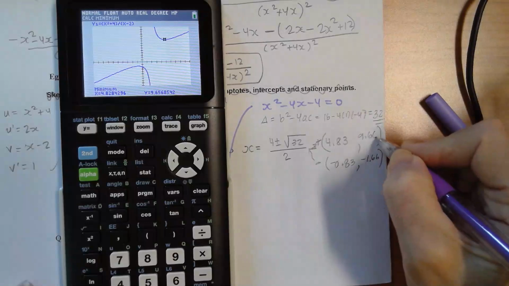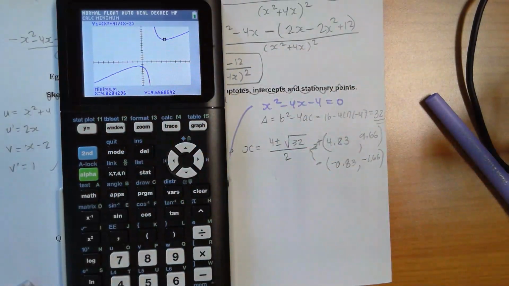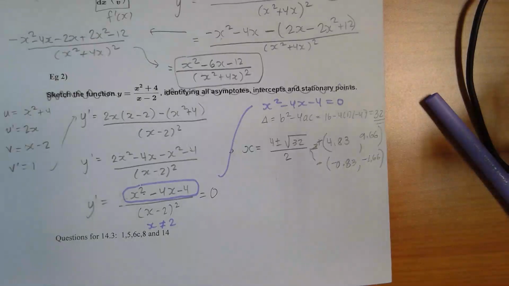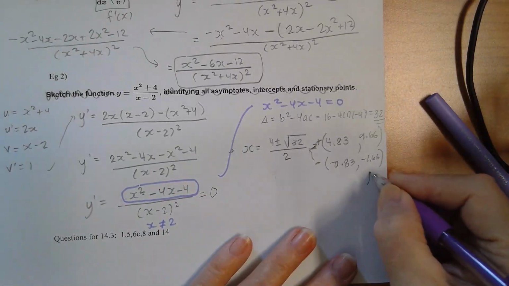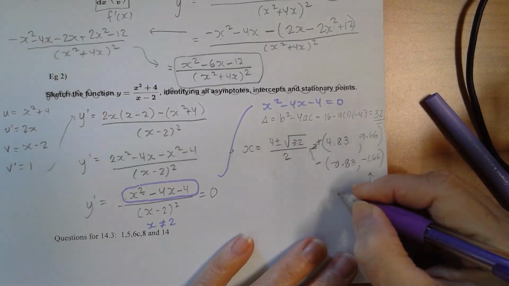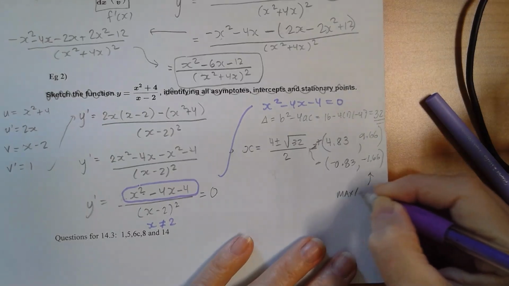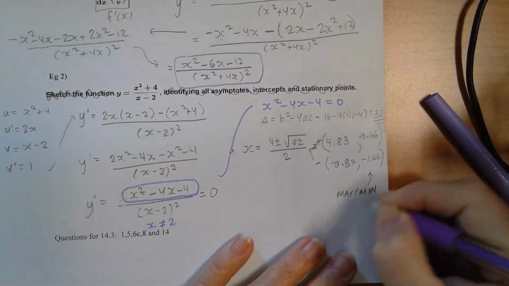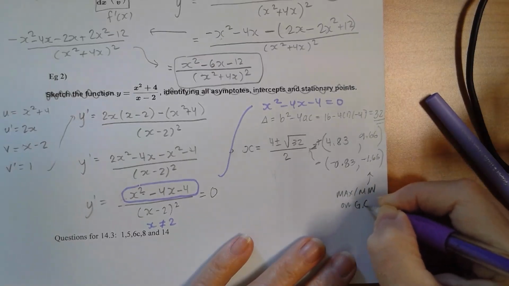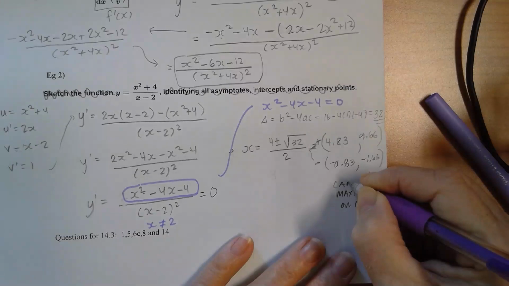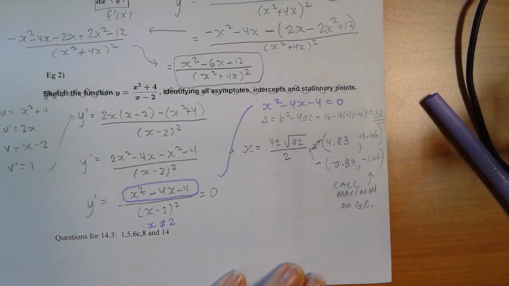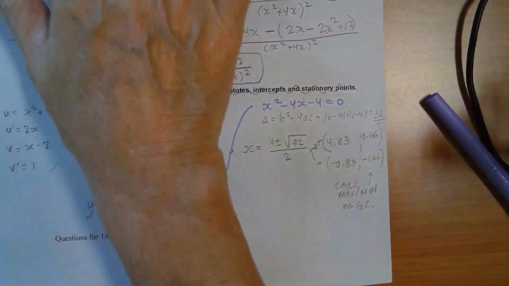Okay? Because I can see these on the graph, and you should be doing that. And if you did that on a test, for instance, and you wanted to show how you got that, you would say max and min on GC, calc the max and min on GC. Okay, so you could show how you got it. All right, that's long enough.